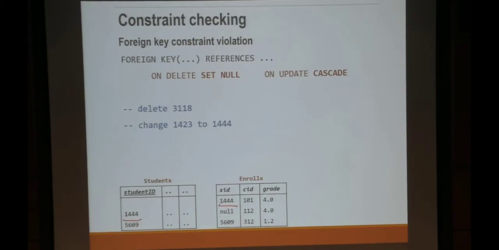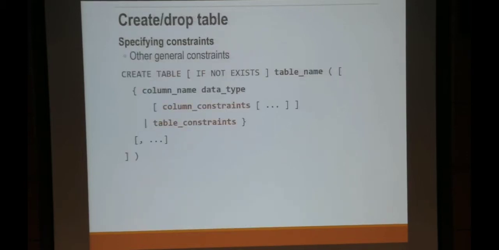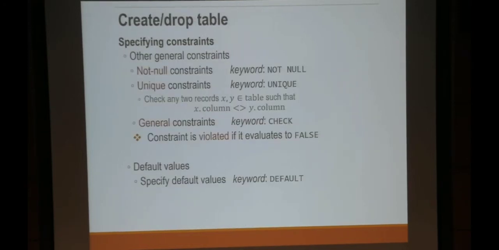Okay? So the last one is that you can specify other kinds of general constraints. These are the general constraints that we can specify. You can specify that certain values cannot be null. You can specify that certain values must be unique. And the very last one is the very general constraint. As long as it evaluates to false, you will reject any insertion.